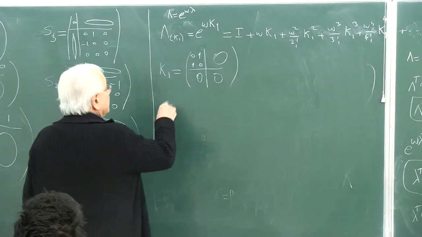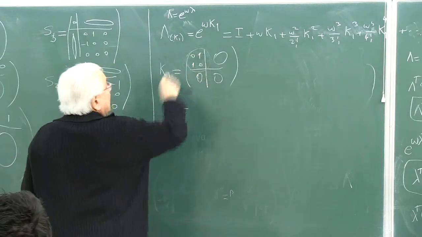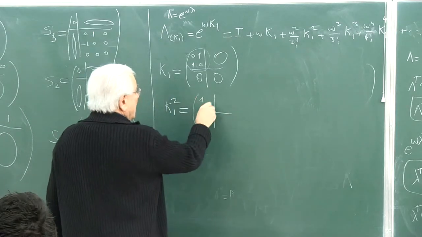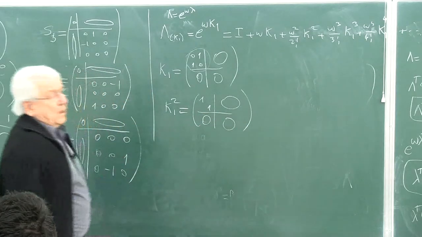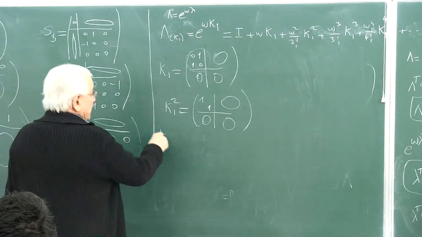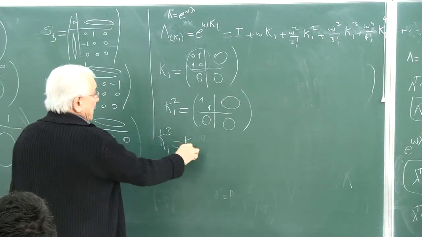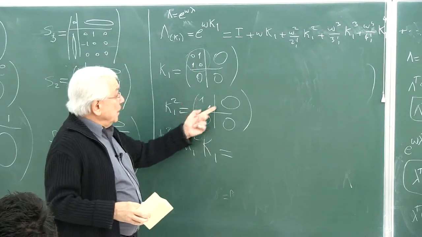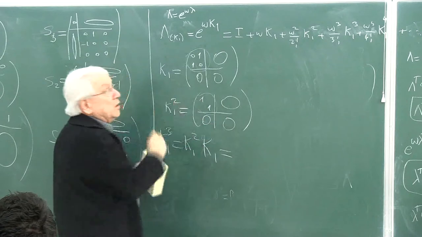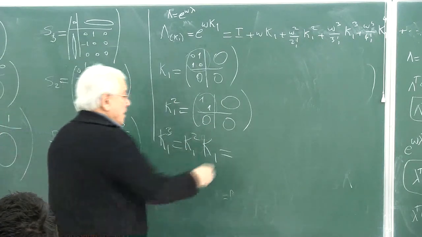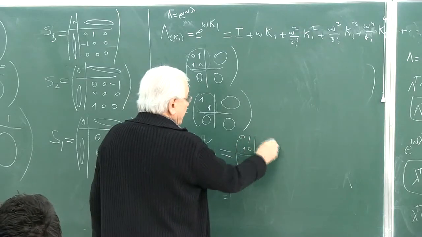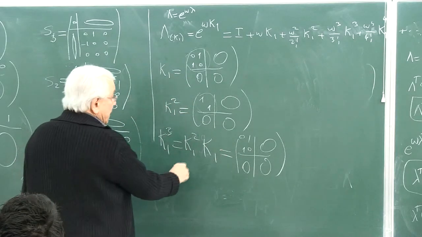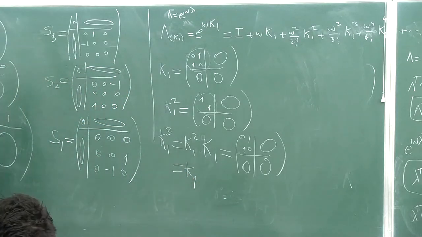What is the K1 squared? Everything happens in this upper block diagonal. The square of it is 1, 1 and 1, 0 and 0 and 0. If I now multiply this with another, K1 cubed is K1 squared times K1. What's happening is that this identity is multiplying that one, giving you back the same thing. So it becomes again 0, 1, 1, 0, 0, 0, and 0. So what is this now? It is back to the K1. So this is the recursion relation. Nice, isn't it? It is nice when you are dealing with one of them only.